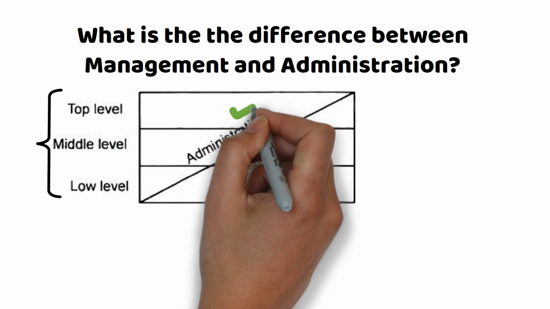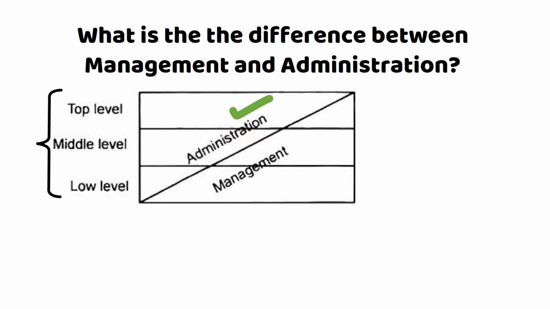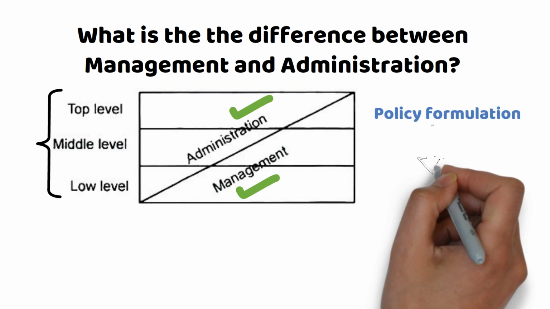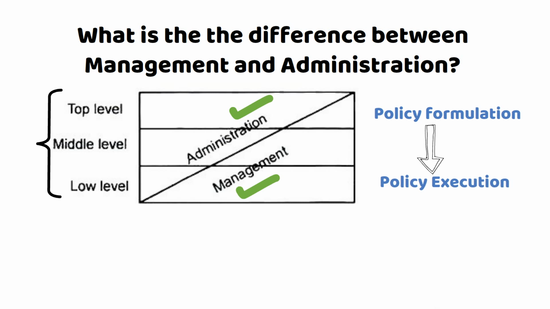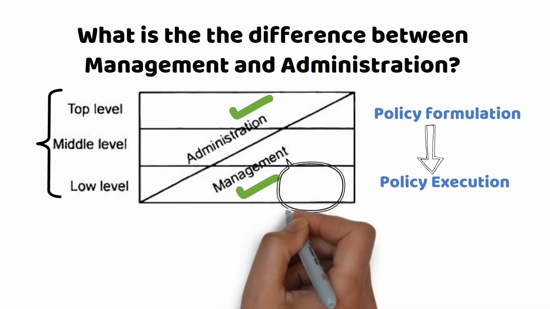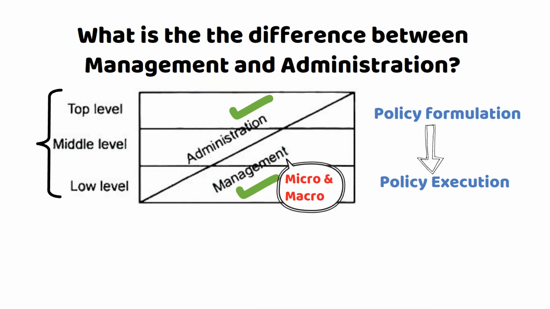Top-level managers perform more administrative functions, while managers who are at a low level execute more management functions. Thus, management can be administrative management, which deals with laying down policies, and operative management, which deals with the execution of policies. So, in simple words, management is managing people at every level. It is done at the micro and macro levels, from an individual to a team. Within each level of the hierarchy, managers work to ensure a smooth workflow.